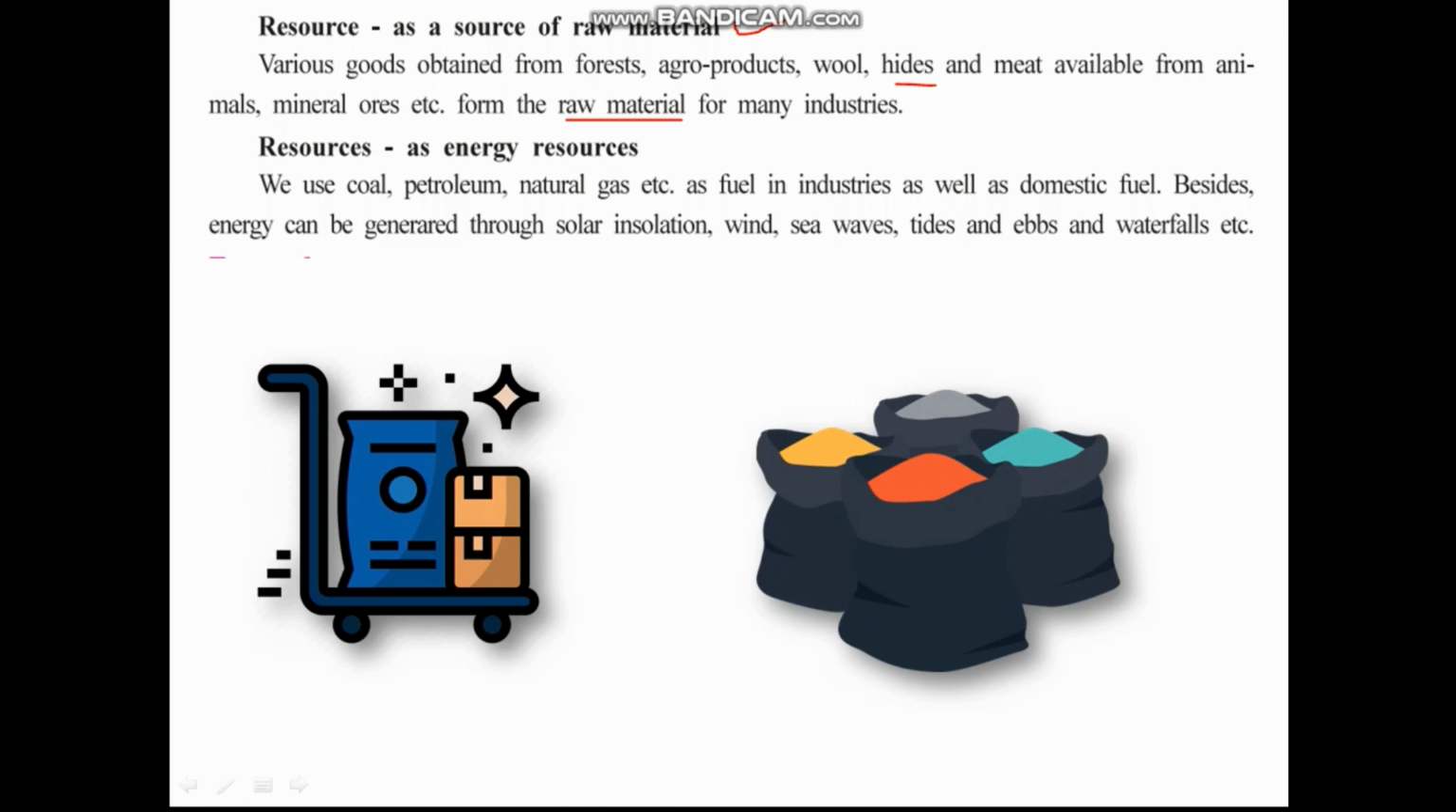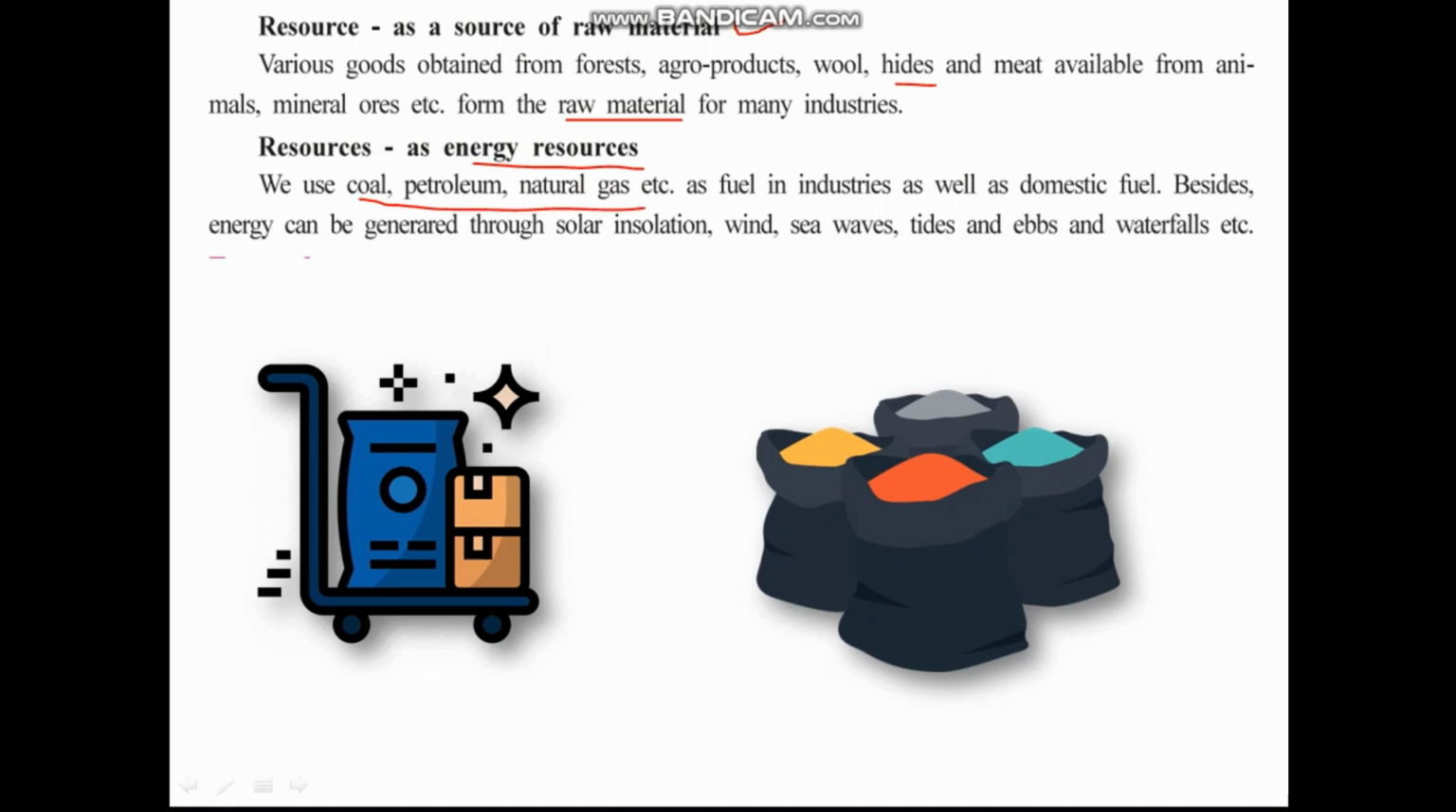Another is energy resource. Energy resource means those kinds of resources, those kinds of minerals, which nature gives, and we use them to get energy out of them. We use coal, petroleum, natural gas, etc. as fuel in industry as well as domestic fuel. So coal, petroleum, natural gas, etc. are used as domestic fuels.